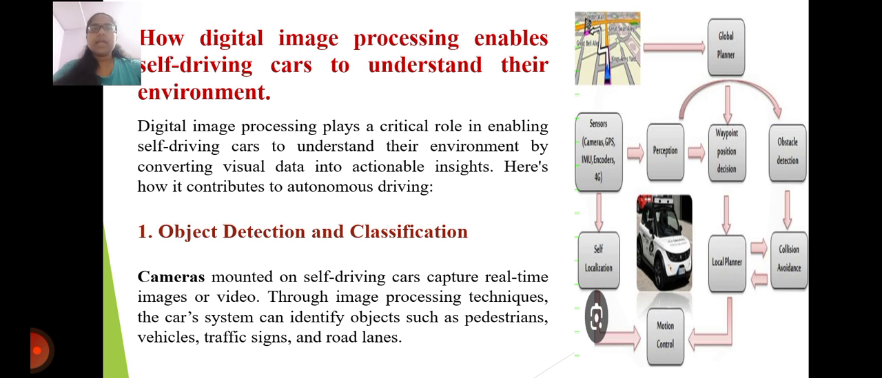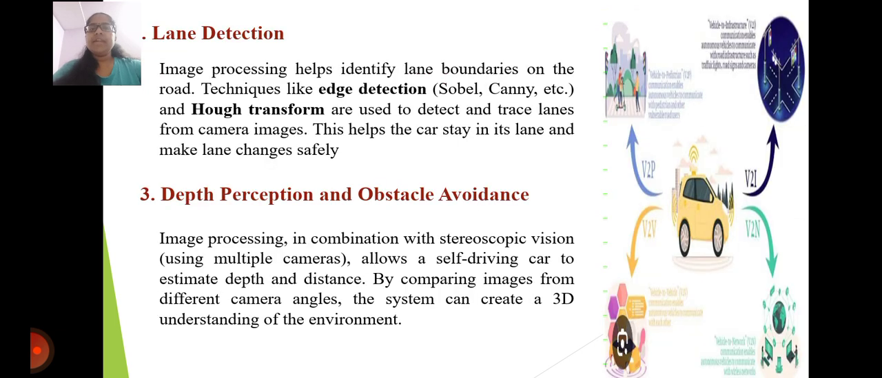Digital image processing plays a critical role in enabling self-driving cars to understand their environment by converting visual data into actionable insights. Here's how it contributes to autonomous driving. The first and foremost thing is object detection and classification. Cameras mounted on self-driving cars capture real-time images or video. Through image processing techniques, the car system can identify objects such as pedestrians, vehicles, traffic signs, and road lanes.